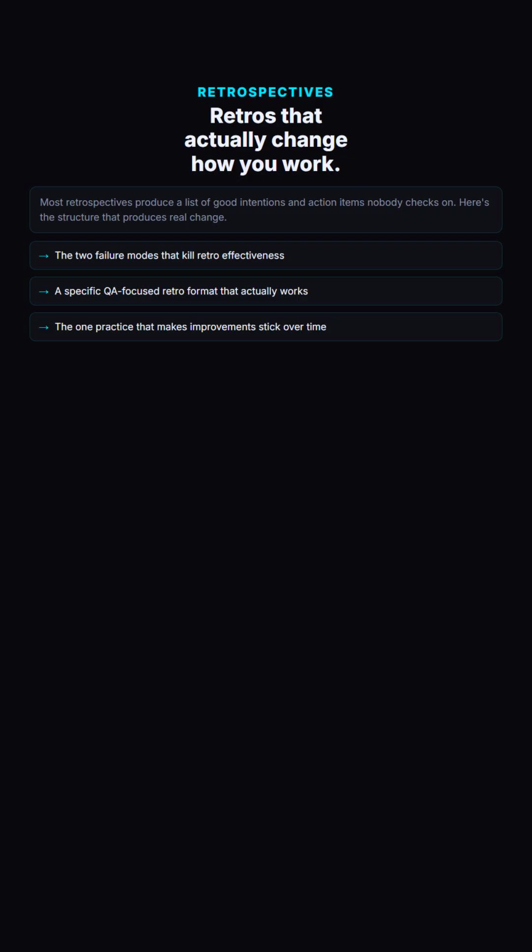As a QA engineer or QA lead, the retrospective is one of your most important forums. Many of the systemic quality problems that QA deals with daily, unclear requirements, insufficient testing time, late discovery of defects, inadequate communication between dev and QA, are precisely the kind of issues that a well-run retrospective can surface, analyze, and actually fix. In this episode, we are going to cover what makes a retrospective effective, a specific format that works reliably for QA-focused improvements, and the practices that separate retros that produce lasting change from ones that produce nothing.